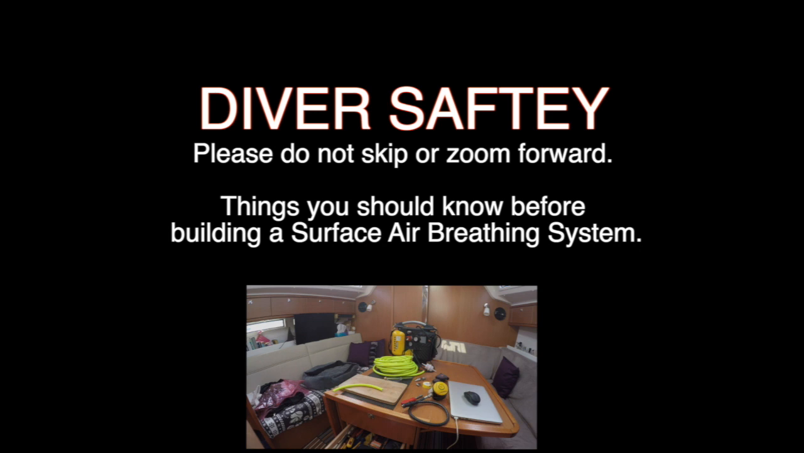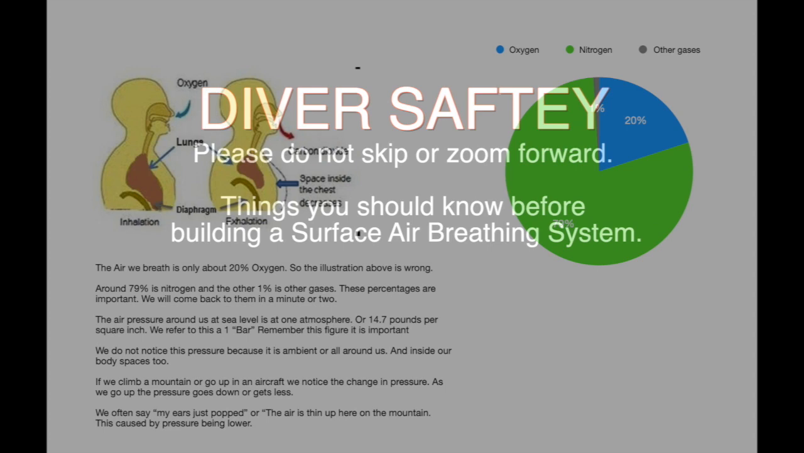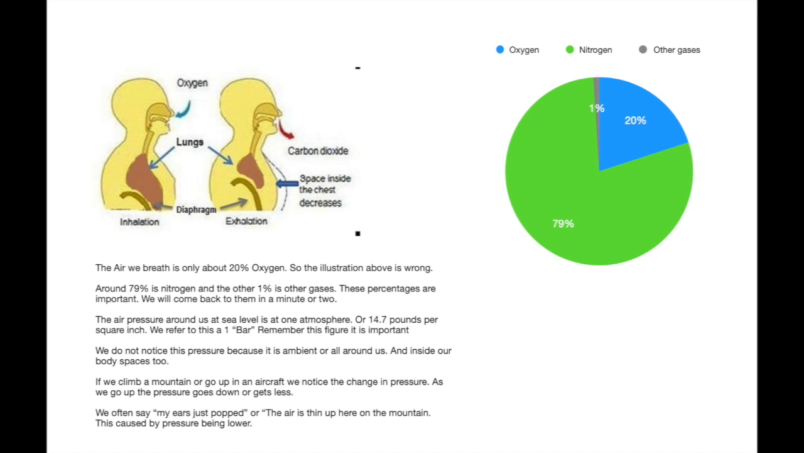Diver safety. Please do not skip or zoom forward this short presentation on diver safety. There's things you need to know, and it's our responsibility to tell you. The air we breathe is only about 20% oxygen, so the illustration that you see above from Wikipedia is wrong. Around 79% is actually nitrogen, and the other 1% is other gases. These percentages are important. I'll come back to them in a minute or two.